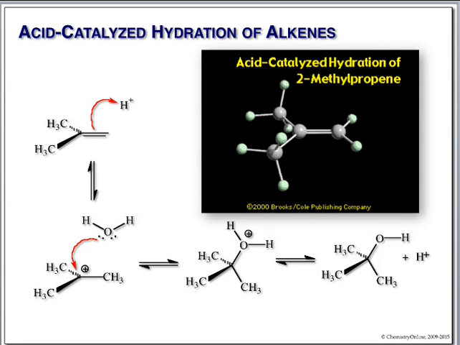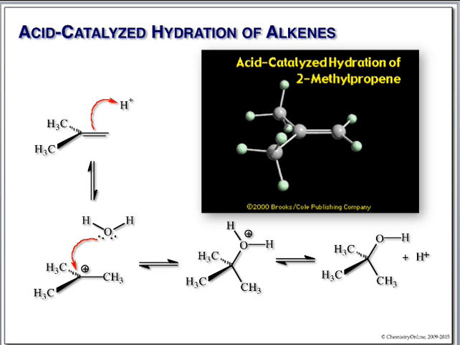Here's a little movie again. We have a primary carbon, we have a tertiary carbon. Step one, the alkene pi system will accept a proton. We will form a carbocation intermediate. Step two, this carbocation intermediate will react with water. We simply add water to the carbocation, lose a proton, and we have the Markovnikov alcohol.